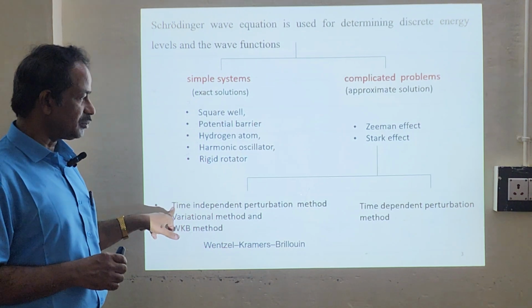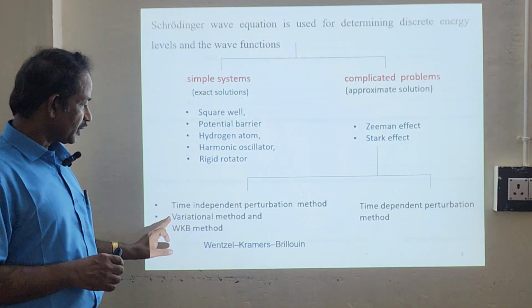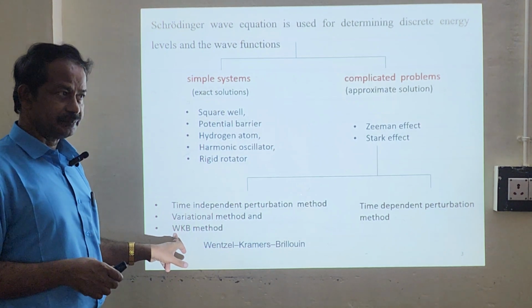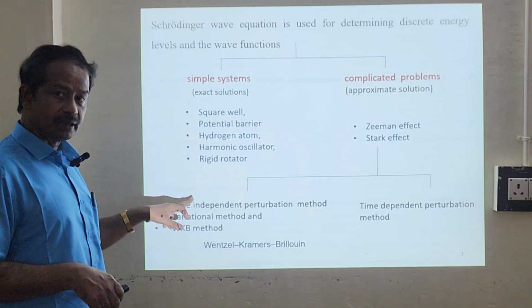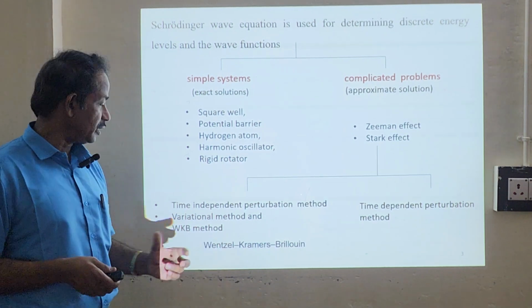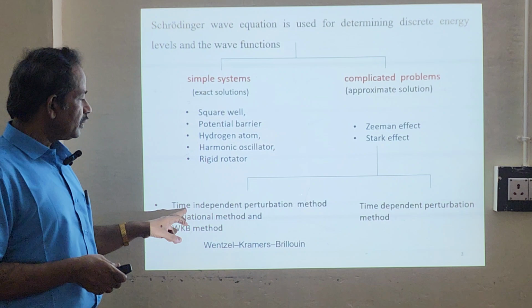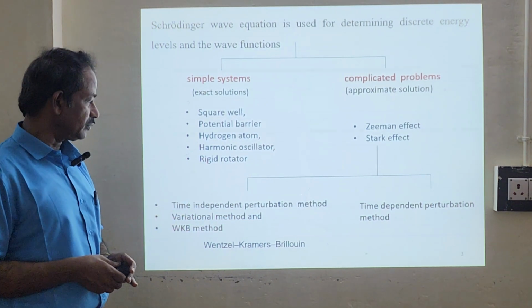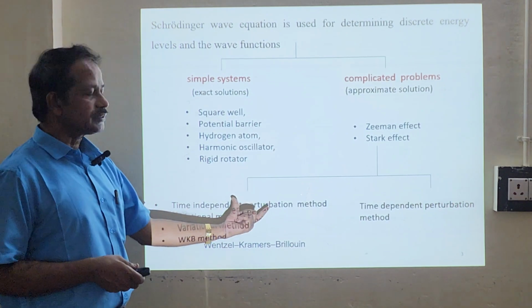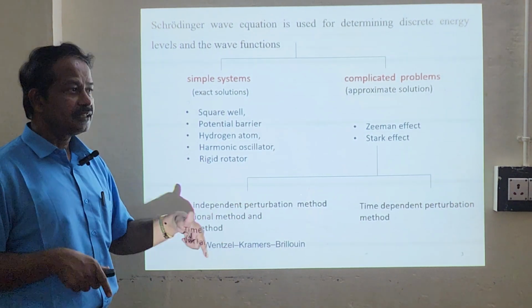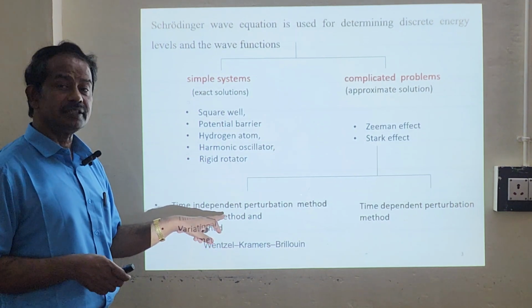In time independent perturbation theory, there are stationary methods. Then another one is the variation method, and another one is the WKB method, that is, the Wentzel, Kramers, Brillouin method. In due course, we will be learning all those things. In time independent perturbation theory, which we are going to look into now, there are two cases: a degenerate case and a non-degenerate case. In the first class, we are going to look into only the non-degenerate case.